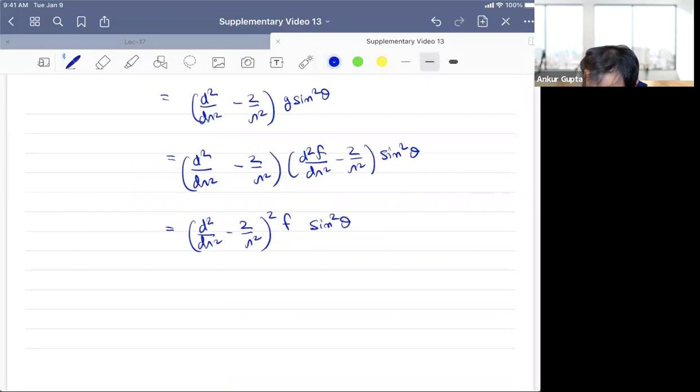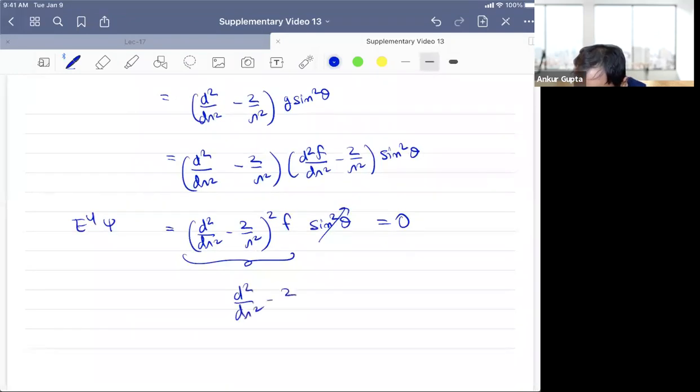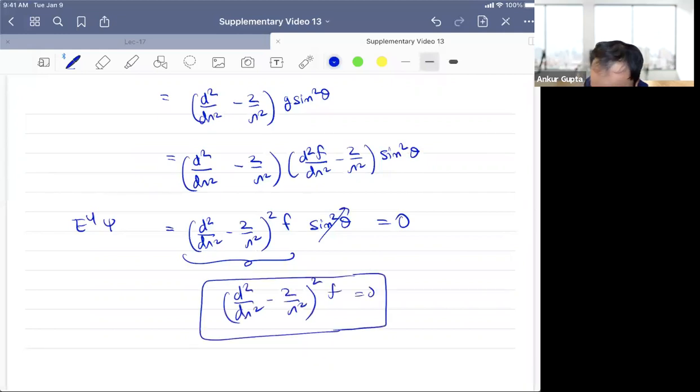And this is the value of E⁴ of ψ, and this is equal to 0. We can, of course, say that sin²θ will not always be 0. So finally, we get (d²/dr² minus 2/r²) whole squared of f is equal to 0. Okay, so I hope this sort of helps.